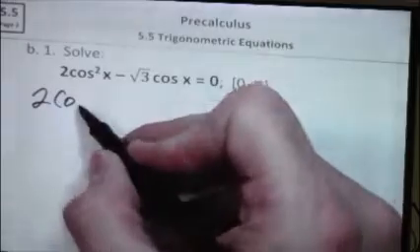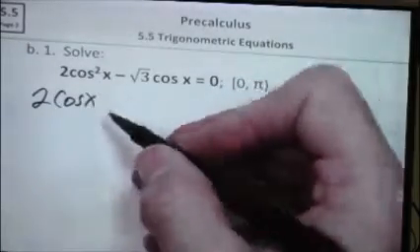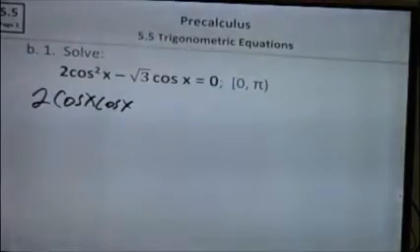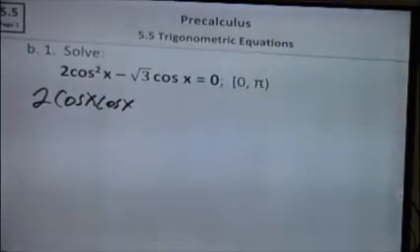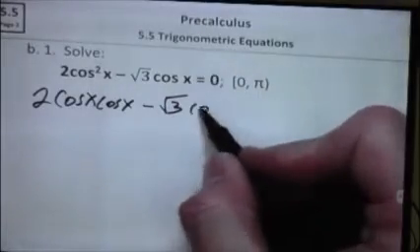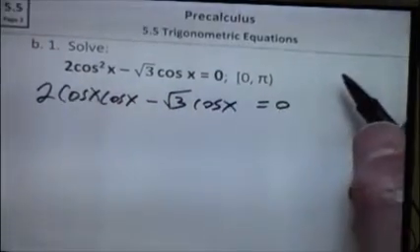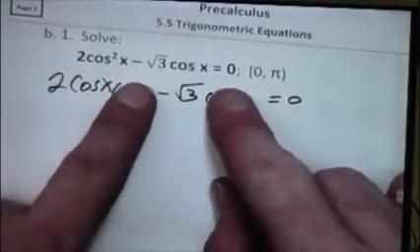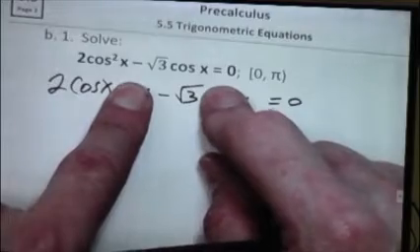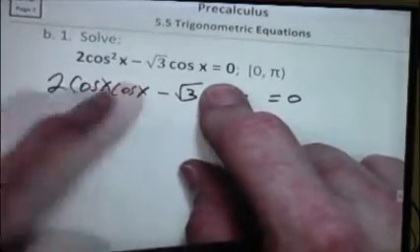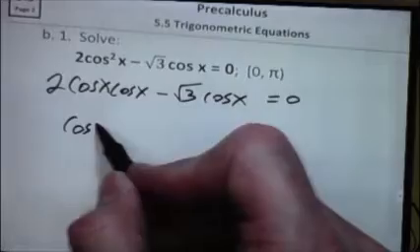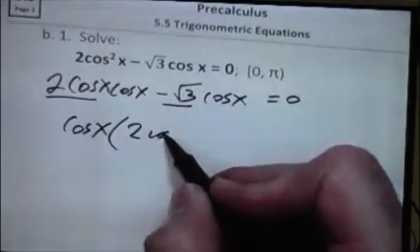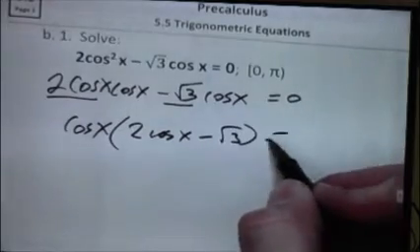Since that's cosine squared x, that means there's 2 of them: cosine x times cosine x, because cosine squared x is cosine times cosine. It's 2 of them being multiplied, minus root 3 cosine x equal to 0. Both of these have a cosine x in them, so I'm literally just going to take out a common factor. I have cosine x coming out, and left over I have 2 cosine x minus root 3 is equal to 0.